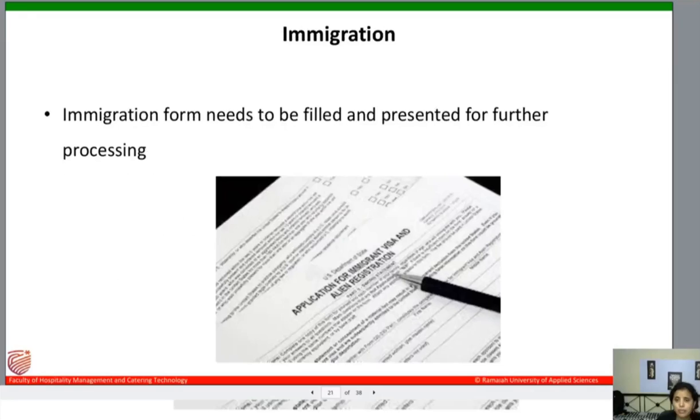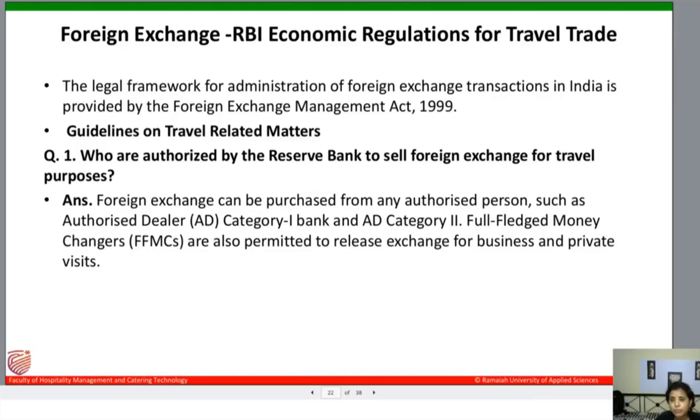Immigration check. So as I said, if you're going to a country for business purpose, then you need to have an immigration application being processed and filled up, duly checked. Foreign exchange documents, when you want the currency to be exchanged.